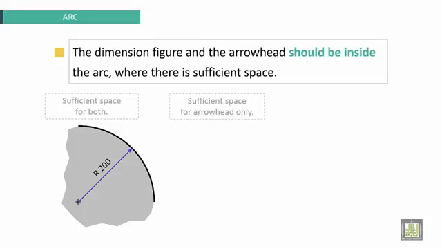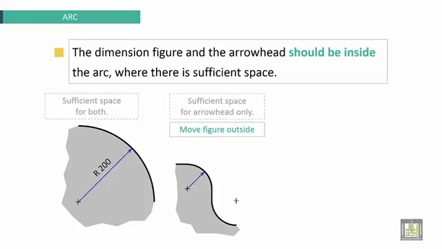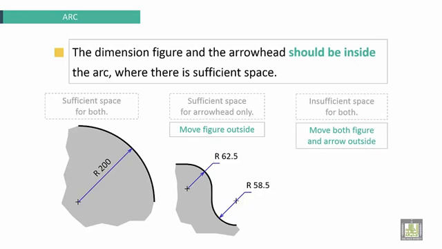Sufficient space for arrowhead only: move the figure outside. Okay, R62.5 for example. Here too, R58.5 millimeters. Insufficient space for both: move both figure and arrow outside. Like this example, the space is not enough for both. We have to put R6.5 millimeters outside.